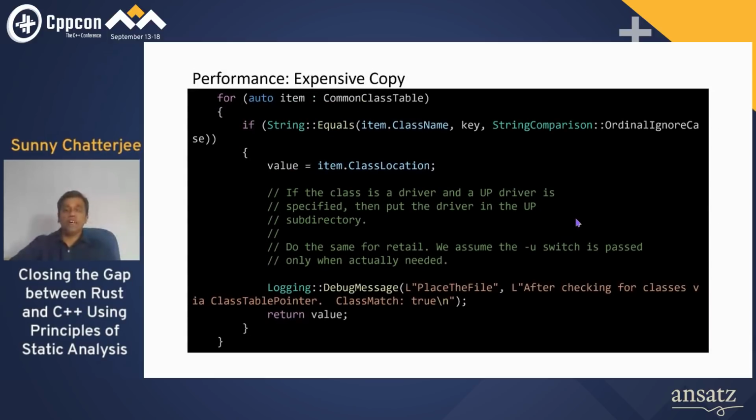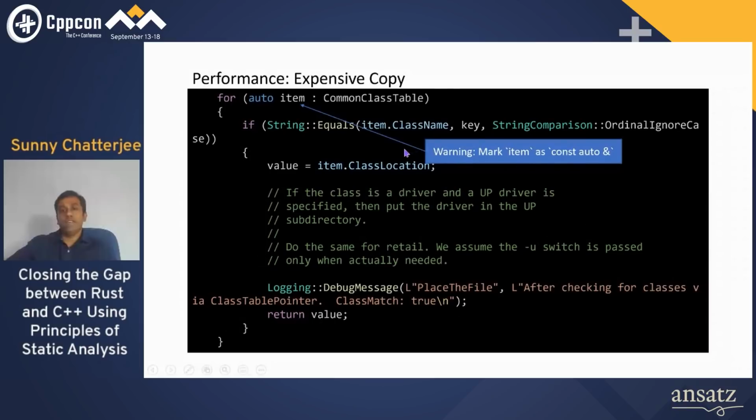Here is an example, again, where you had this common class table. It's a really expensive type. It has lots of fields in it, and you're iterating using a range for loop. If you inspect the body of the loop, you would find that the only thing you are doing here is accessing some elements from item, manipulating that data and returning the value. There is no mutation happening on the item. So this is an expensive copy, which would result in less performant code. Static analysis would come in here and say, hey, you really ought to mark this item as a Const Auto ref.